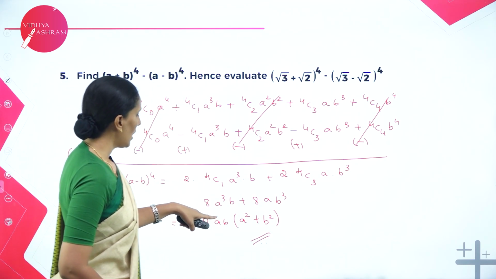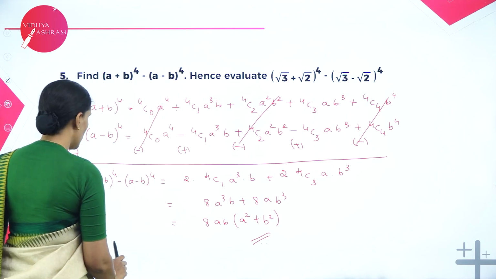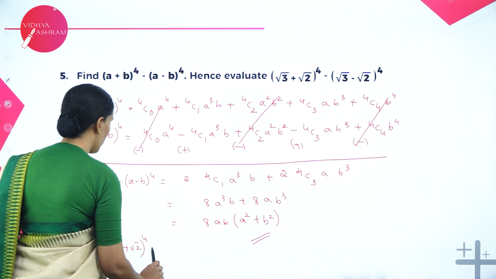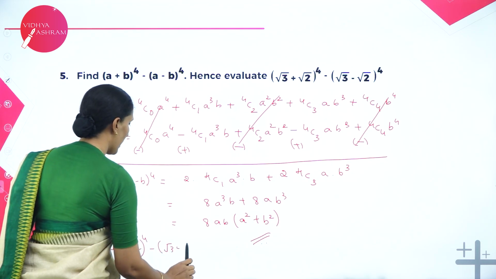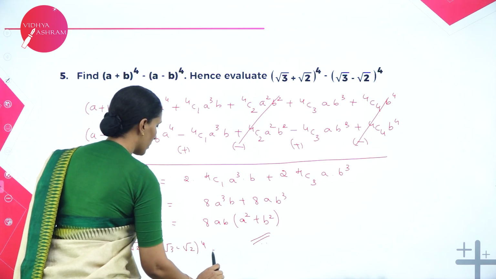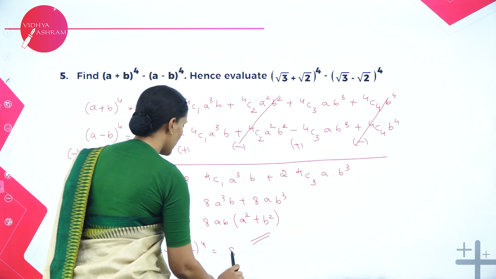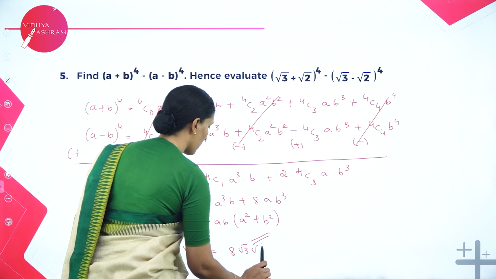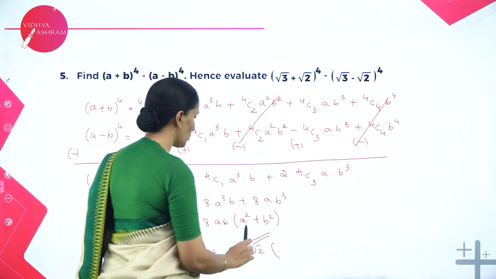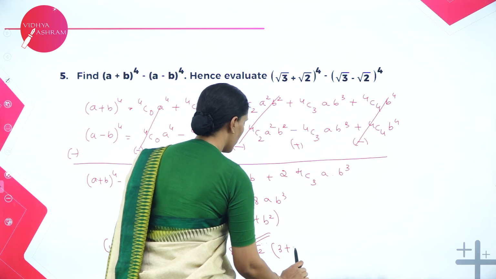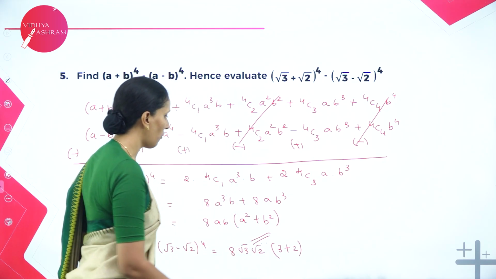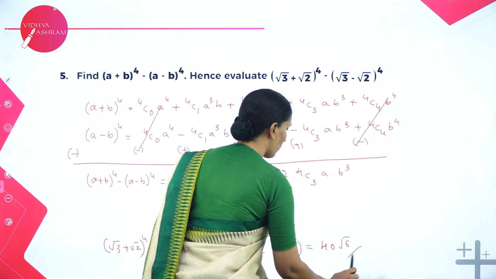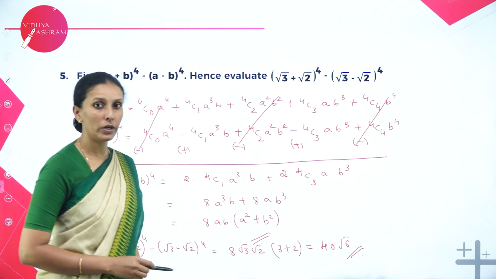Now if we apply this result here, (root 3 plus root 2) whole power 4 minus (root 3 minus root 2) whole power 4 is equal to 8 into root 3 root 2 into 3 plus 2, because a square plus b square. So 5 eights are 40, root 3 into root 2 is root 6. Therefore the value is 40 root 6.